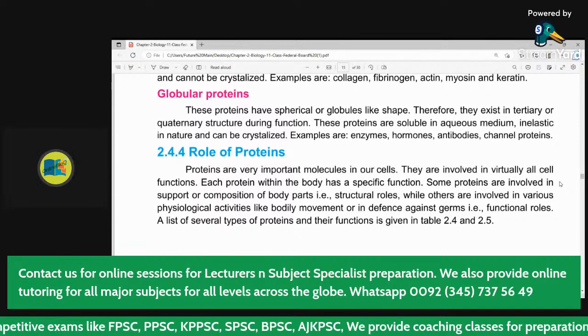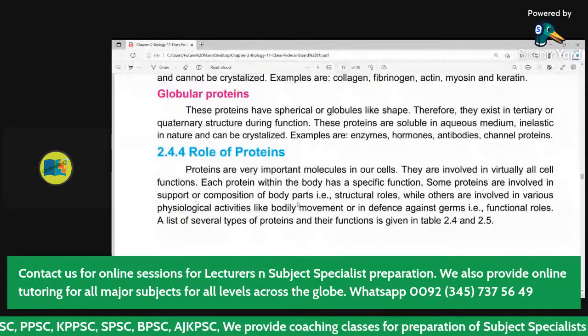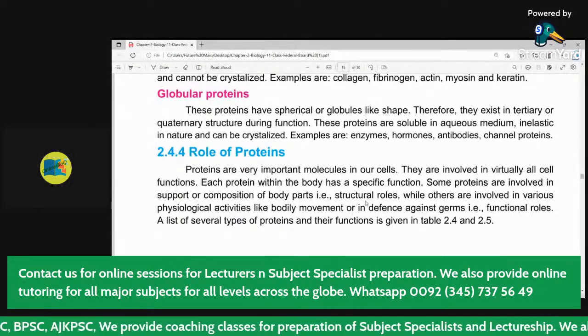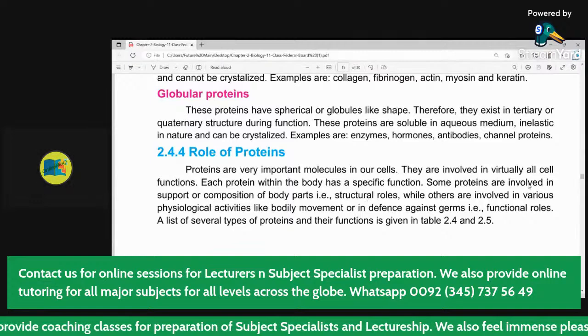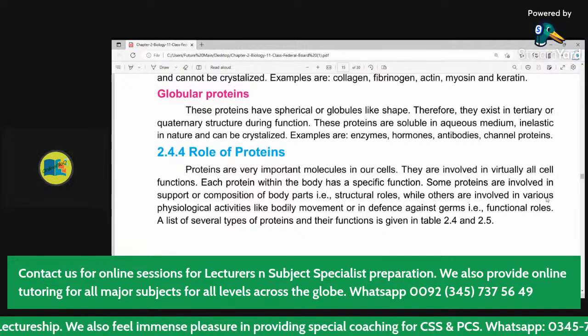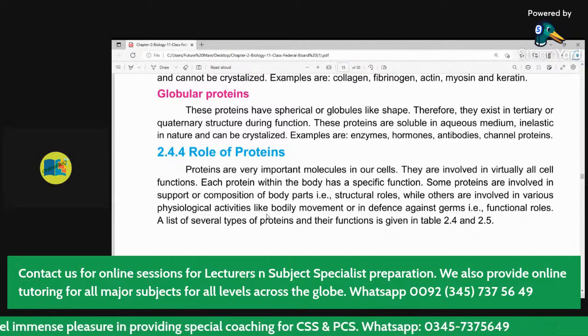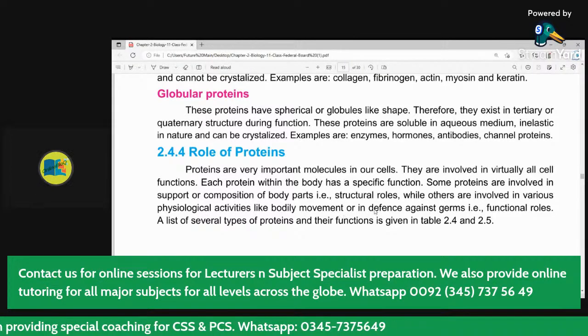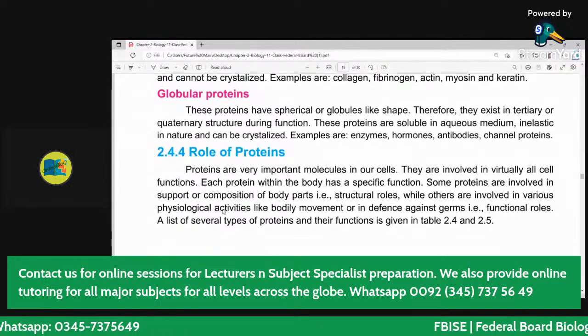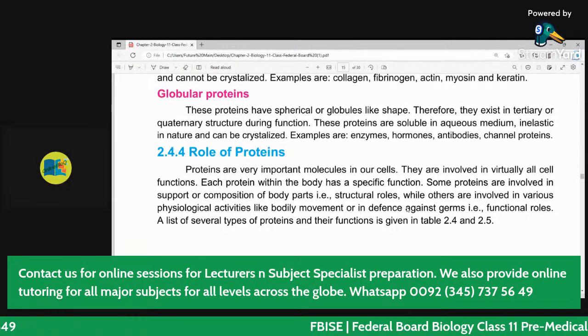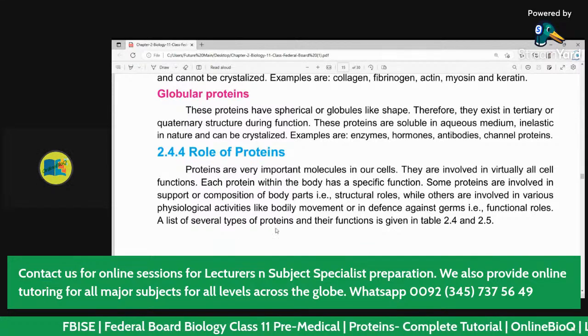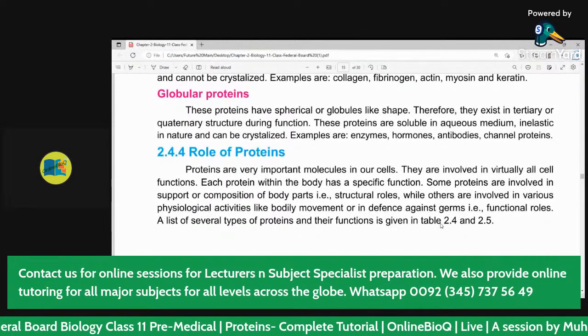Some proteins are involved in support or composition of body or organ parts, meaning they have structural roles, while others are involved in various physiological activities like bodily movement or defense against germs. So these are functional roles. A list of several types of proteins and their functions is given in tables 2.4 and 2.5.